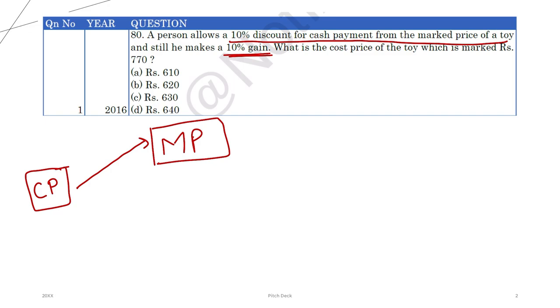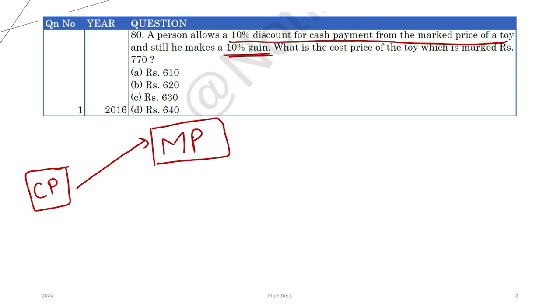Again, I've told you. Suppose you buy something from a company, say an iPhone for 50,000. You cannot sell it for 50,000. You have to mark it up. You have to increase the price a little and then sell it to make some profit. Then only it's beneficial for you, right? Otherwise, there is no point in running your business. So what did he do? He got the toy for some cost price, bought at cost price.